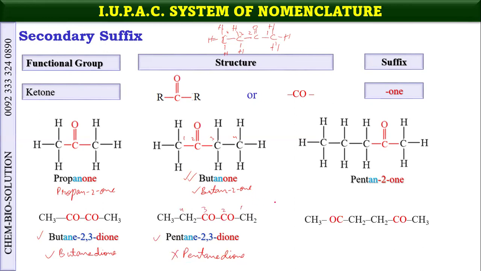Similarly here, it is important to write the number, because it could be anywhere else. So the position is hexane-2,5-dione. Start from the nearest position, just like the double bond. Hexane-2,5-dione. Here numbering is required. So again, I will say that if you write hexanedione, then it is wrong.